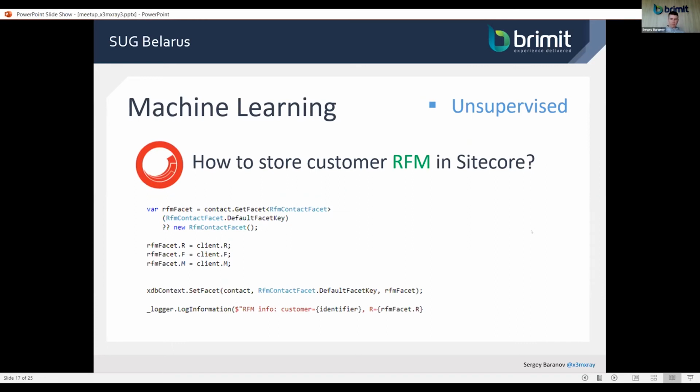And to make it easy to use this information in Sitecore, we can simply create a custom facet for our contact and store these values in this facet. And in this approach, we can easily update these values if we need.